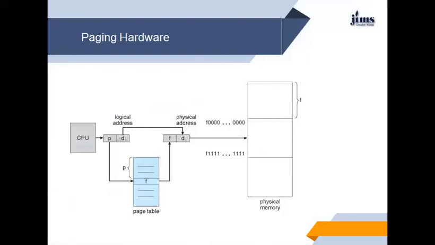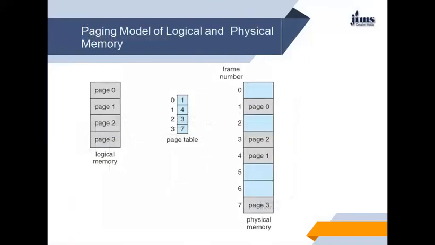So this is the paging hardware we are using. With this frame number, we are able to get the actual physical address. So this is paging.